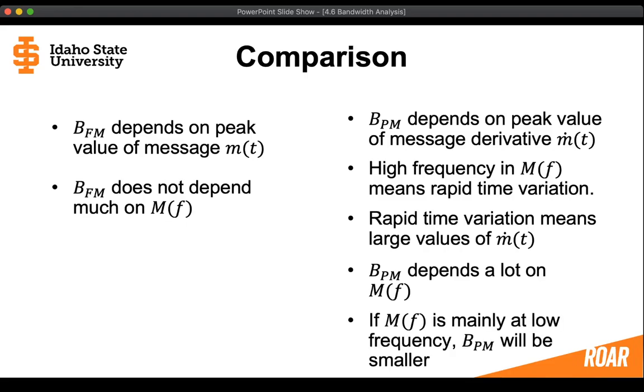So if the frequency components of the message are mainly at low frequencies, then the bandwidth of a phase modulated signal is going to be small. And for frequency modulation, if the message in time has small amplitude, or the value of kf is small, then it will have small bandwidth.